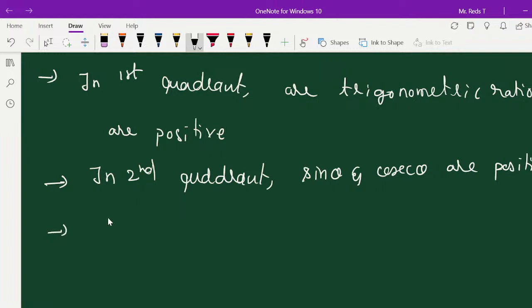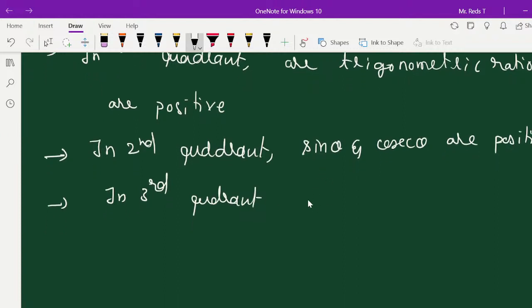And in the third quadrant, from the ASTC rule, tan theta and its reciprocal cot theta are positive. The remaining functions, sin and cos and their reciprocals, are negative.